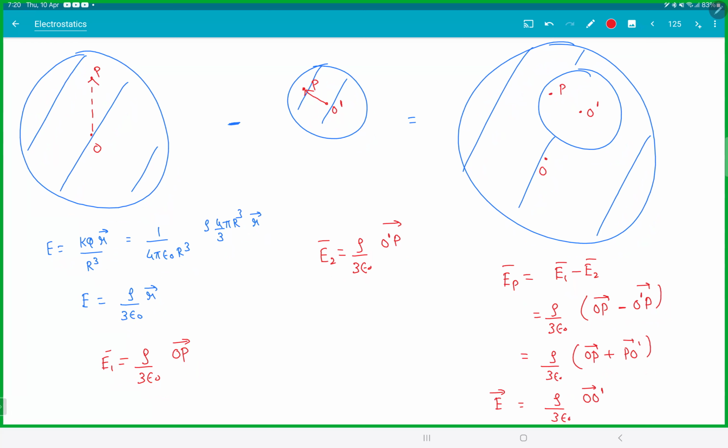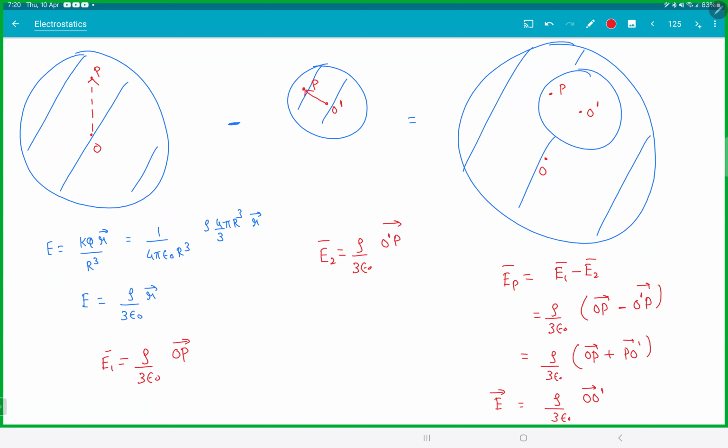So the field inside of the cavity is actually constant. We'll write on the next page. It only depends on the distance between the centers. You take any point inside the cavity, the field is constant. Just look at the proof of how we did this.